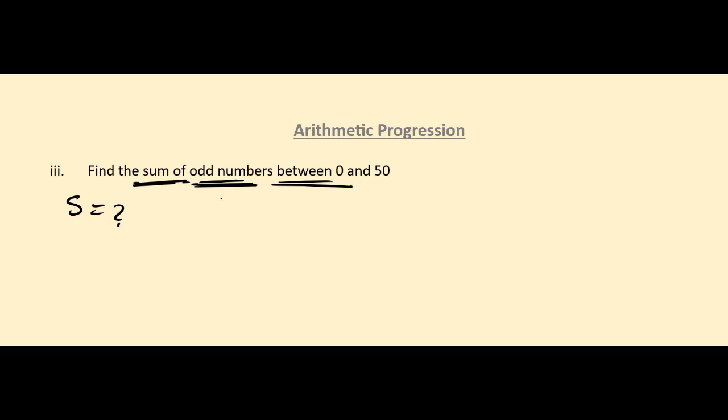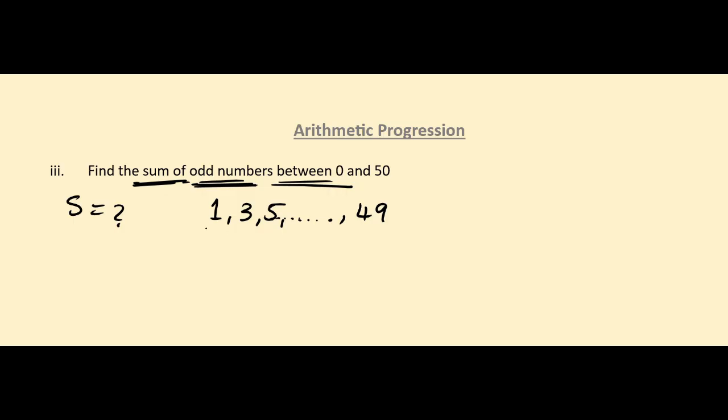So in between 0 and 50, let us start with 1. 1 is an odd number, correct? Next, the odd number is 3. So on. Next, after 3, that is 5. And so on. And 50 is an even number. Before 50, that is 49, which is an odd number.